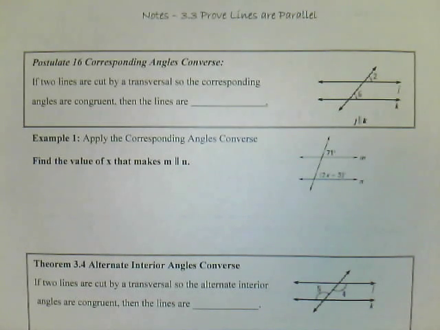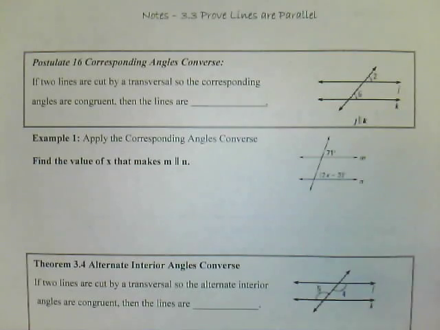3.3 is just about the reverse of 3.2. In 3.2 we said that if we have a transversal cutting through two parallel lines, we get all of these nice angle relationships. Well, 3.3 is about how all of that goes the opposite direction too.